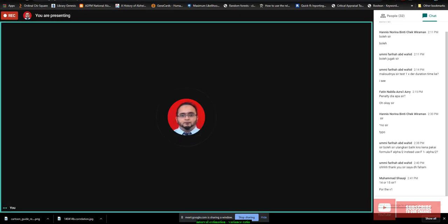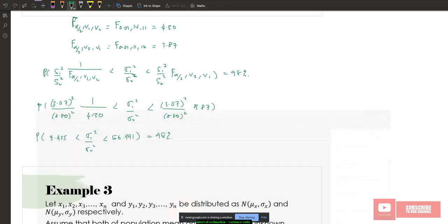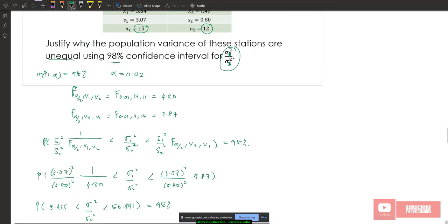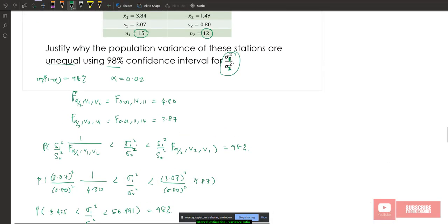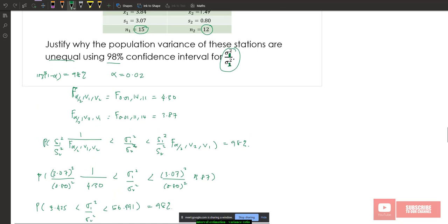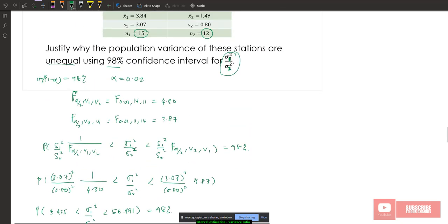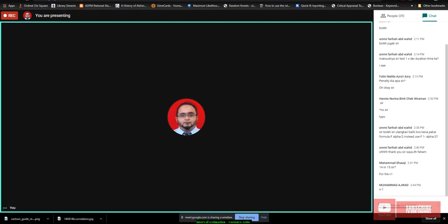Okay, 14 or 15? 14, because V1 is N1 minus 1 and V2 is N2 minus 1, right? So you need to minus 1 for each degree of freedom, right?